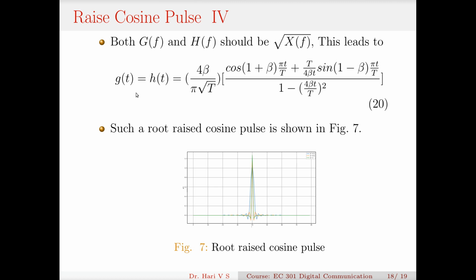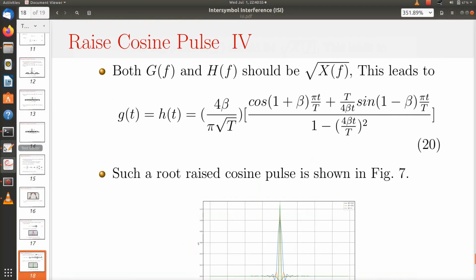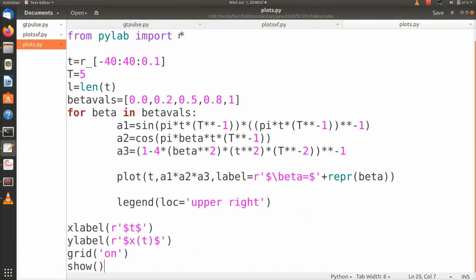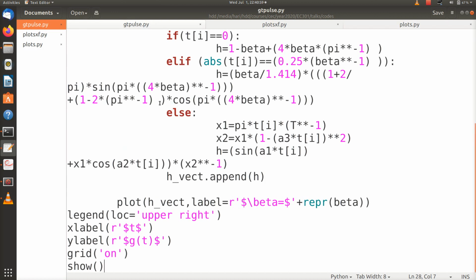So you can have a root raised cosine function as g(t), that is the transmitter filter, and an identical root raised cosine function in your receiver, so that this g(t) together with the h(t) will form a raised cosine spectrum, and then you will have zero ISI. This is how such a root raised cosine function will look. I will show another simulation for that. This is a g(t) pulse.